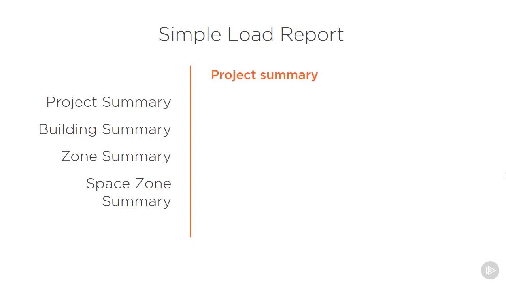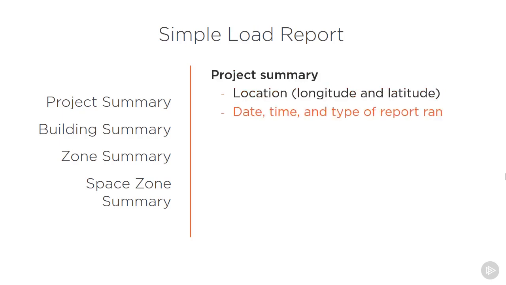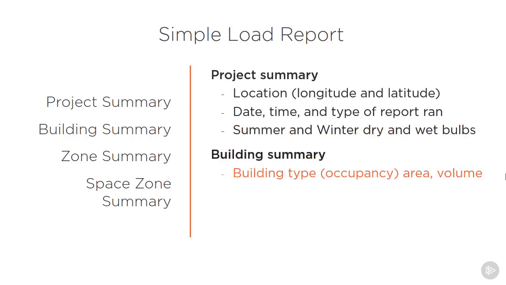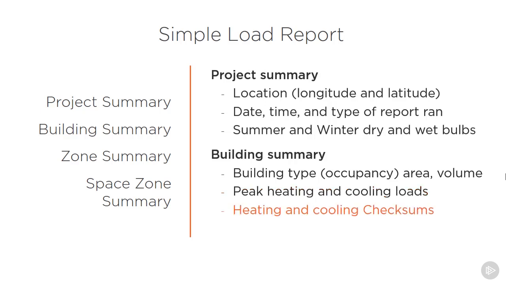The project summary covers the location, longitudinally and latitudinally, the date, time, and type of report that was run, and the summer and winter dry and wet bulbs for your project. While the building summary covers the building type or its occupancy, the area and volume of the building, your peak heating and cooling loads, and your heating and cooling checksums.